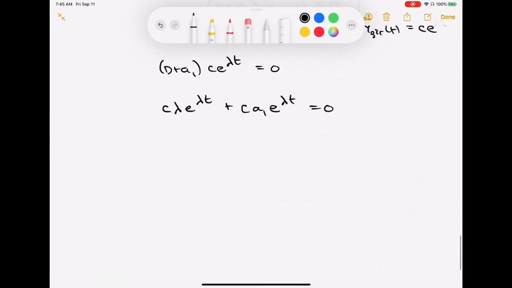I'm going to do a little bit of algebra here. I'm going to pull the c out front. So I'm going to have c, and then lambda plus a1, and e to the lambda t, and we're looking to see if we can force that equal to 0. So some things to think about. Can we get to 0 by that parameter c? Sure, I could put c equal to 0 and I could make this thing work.